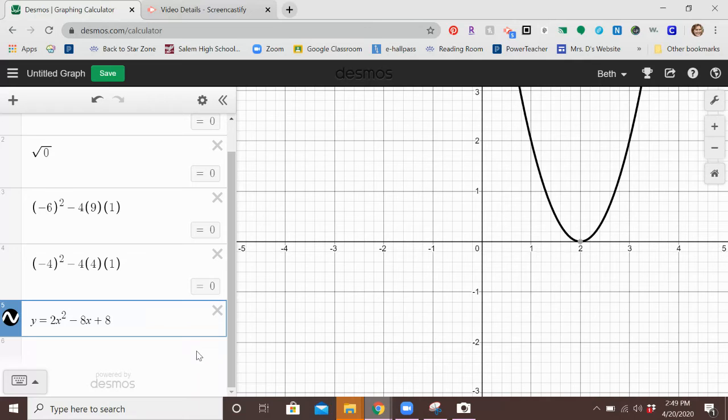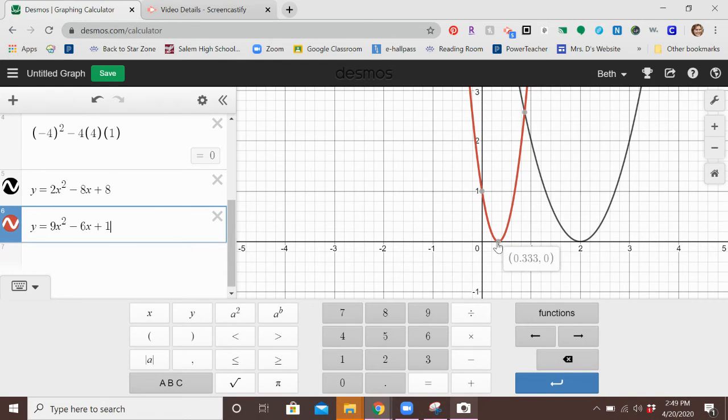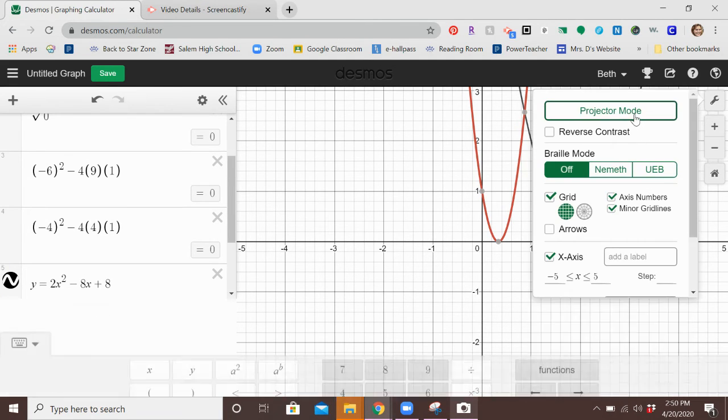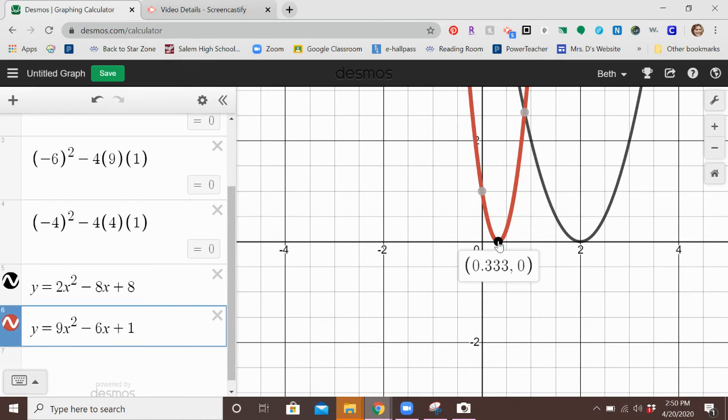Let's check number 5. Y equals 9x squared minus 6x plus 1. And it has happened again. It is bouncing off the x-axis at 1/3. There we go, a little easier to see. The x-intercept is 1/3.